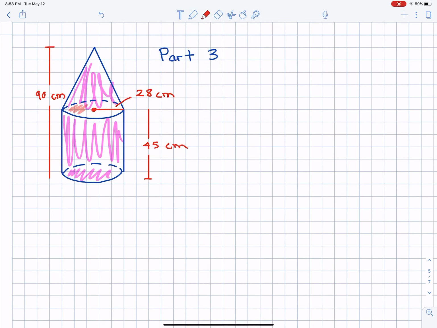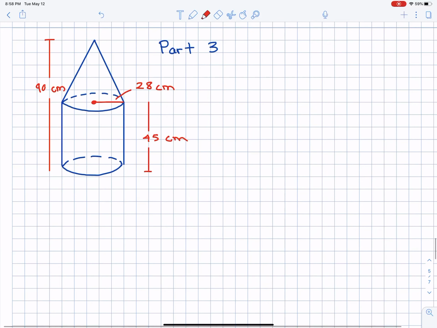This piece right here, this top base of that cylinder, it's hidden, right? So if you imagine us painting it, we wouldn't be able to paint that red part. So knowing that, let's see what we can do. As usual, we want to break this up into a couple pieces: the surface area of the cylinder, and then the surface area of the cone, and then we add the different pieces that we have.